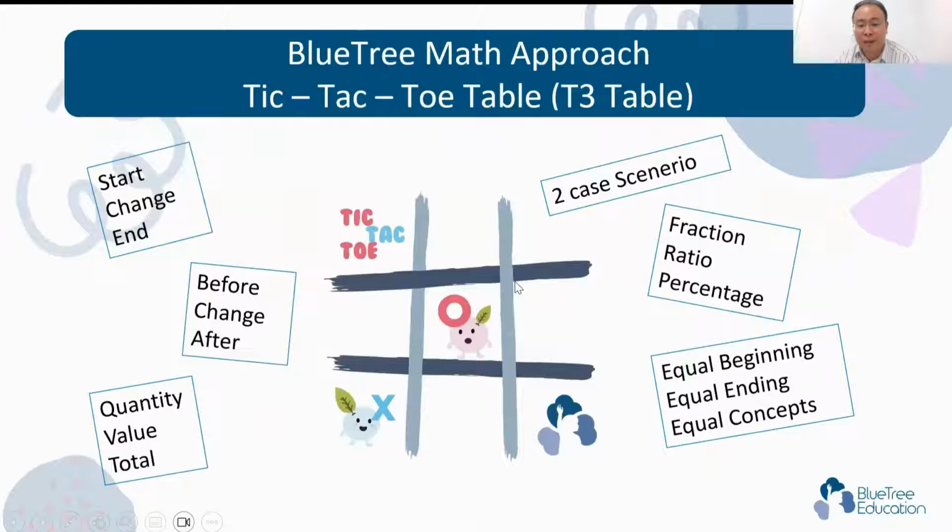We also teach them the tic-tac-toe table, which is good to organize your clues, especially when you're dealing with fractions, ratio, and percentage. In ratio we have various concepts like total stays the same, constant total, or constant difference, where the difference stays the same. All these are very good methods to keep the clues organized, so that it helps students avoid going back to the question and getting the wrong values and ending up with the wrong answer.